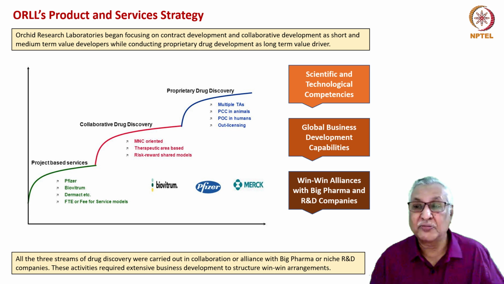This was made possible by scientific and technological competencies that were built up over a period of time, global business development capabilities to bring the big pharma companies to Orchid for alliances and collaborative arrangements, and the win win nature of alliances with all these big pharma companies. All the three streams of drug discovery were carried out in collaboration or alliances with big pharma or niche R&D companies such as BioVitrum or Dermact. These activities required extensive business development to structure win-win arrangements.